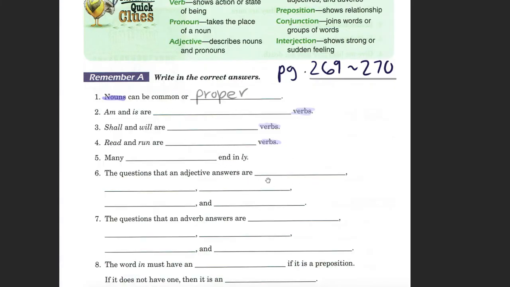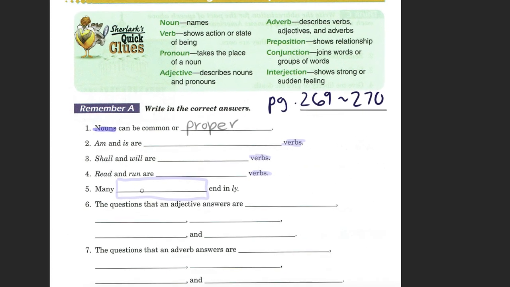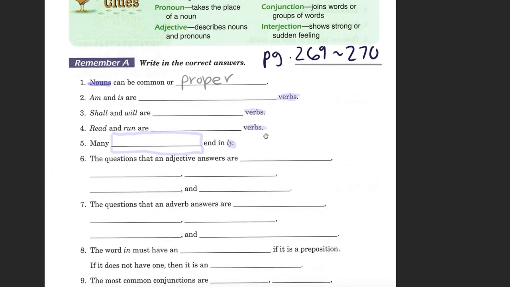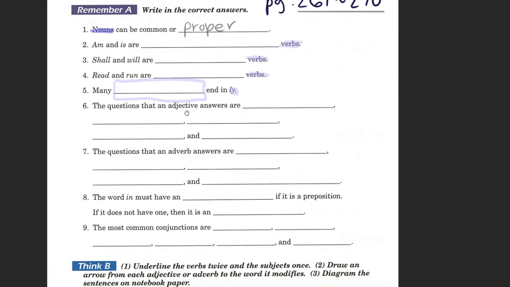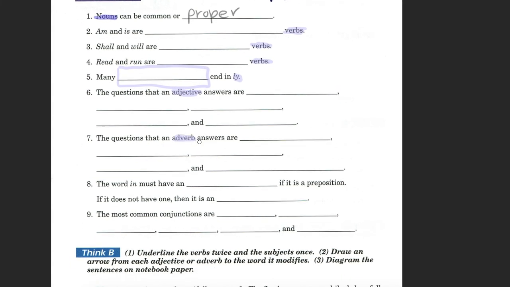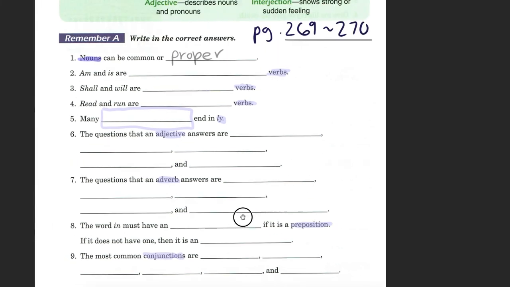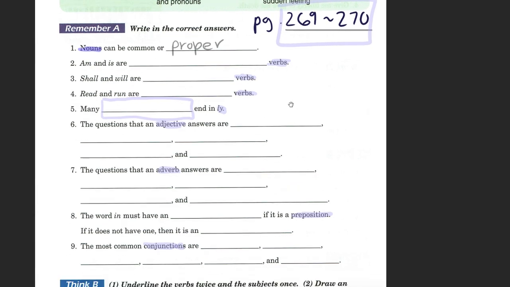All right. So many blank and an ly. What part of speech ends in ly? Okay. And this one talks about adjectives, so look under adjectives. Adverbs is number 7, so look under adverbs. Number 8 talks about prepositions. And then number 9, talking about conjunctions. All right, so let's look at these pages again. They'll help you answer the questions.